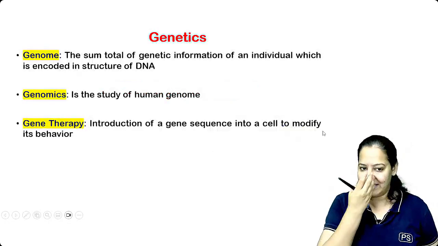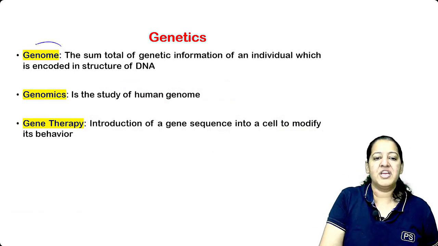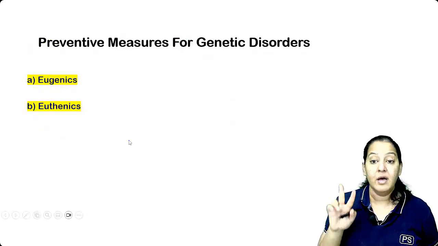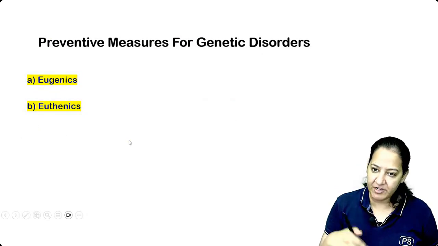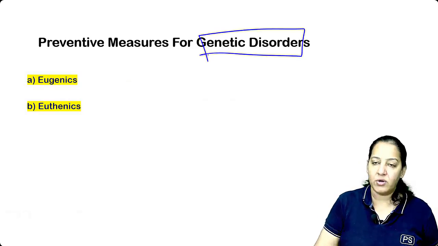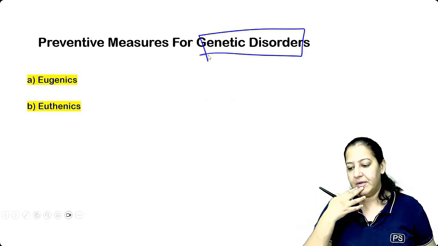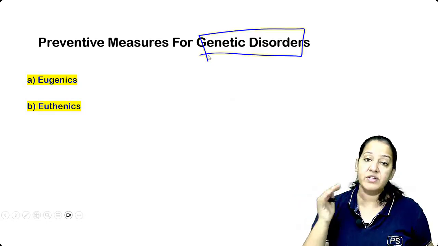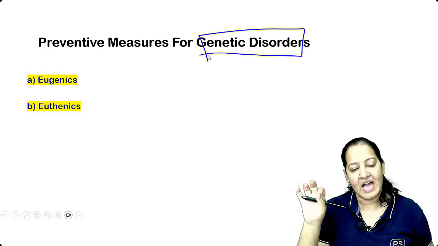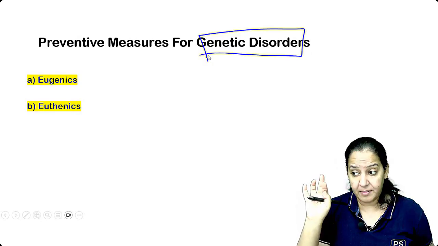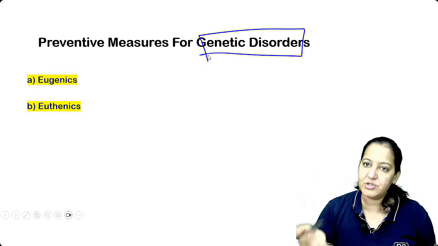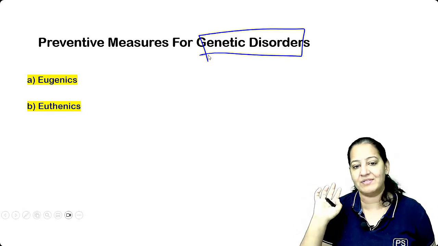Let's start genetics. So you all know what a genome is, what genomics is, what gene therapy is. There are preventive measures for genetic disorders. Genetic disorders are the disorders which pass from generation to generation. If any of the parents has a disease, the progeny will also have the same disease. That is, it is passed in the generation. The offspring will also have the same disease.